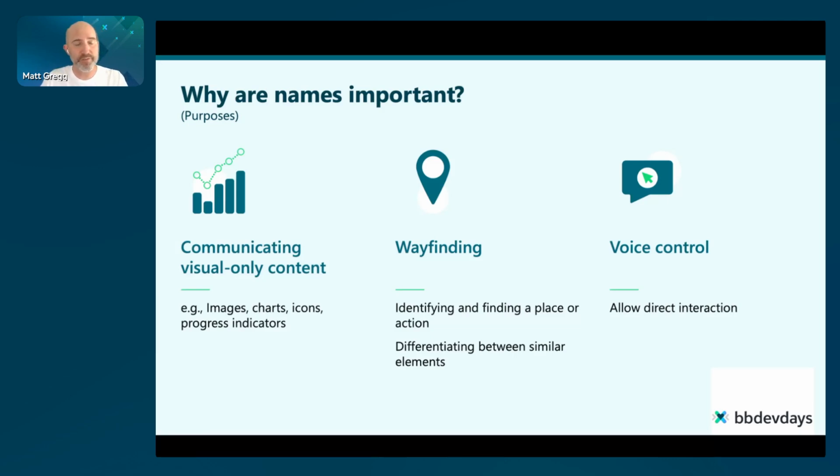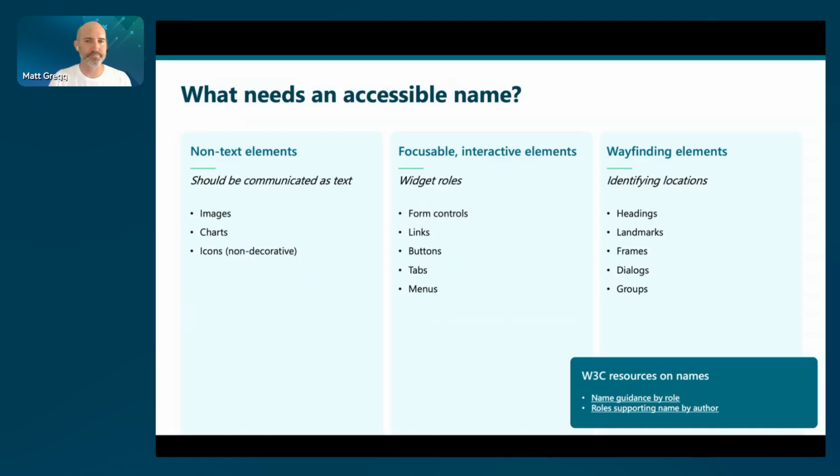Secondly, they provide wayfinding assistance to really identify a place or an action within the page. And then they also help differentiate between similar elements, so someone can understand that this heading or this button is different from another one by having different names. And then lastly, they allow for voice control. So in the case of Rod, which I talked about just a second ago, they really allow that direct interaction with the page, so someone to be able to control their browser and ultimately your web page via their voice.